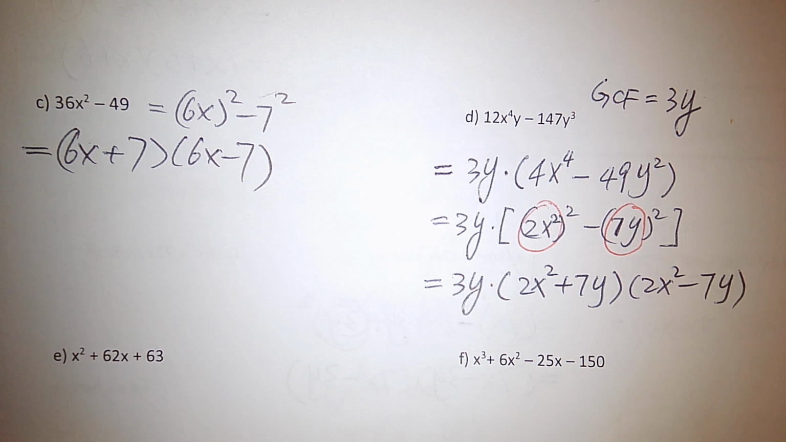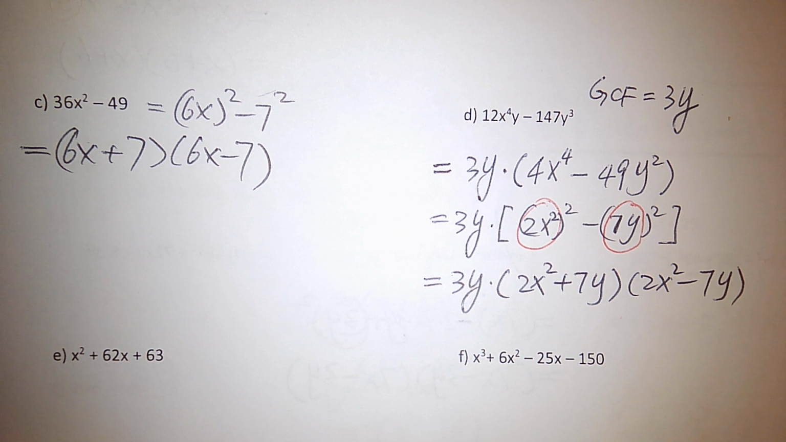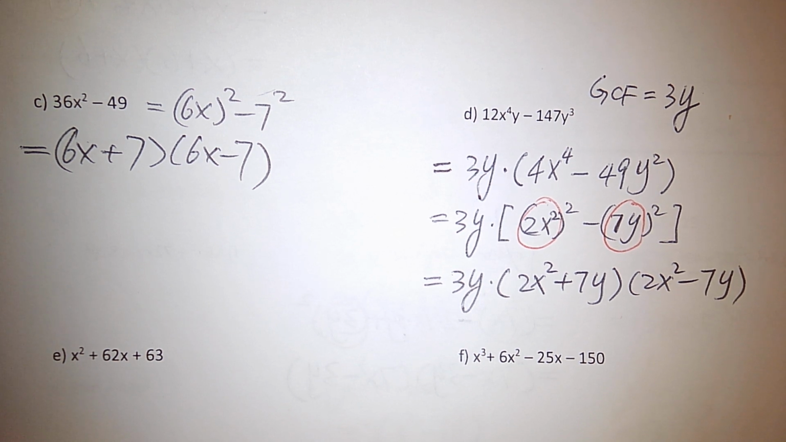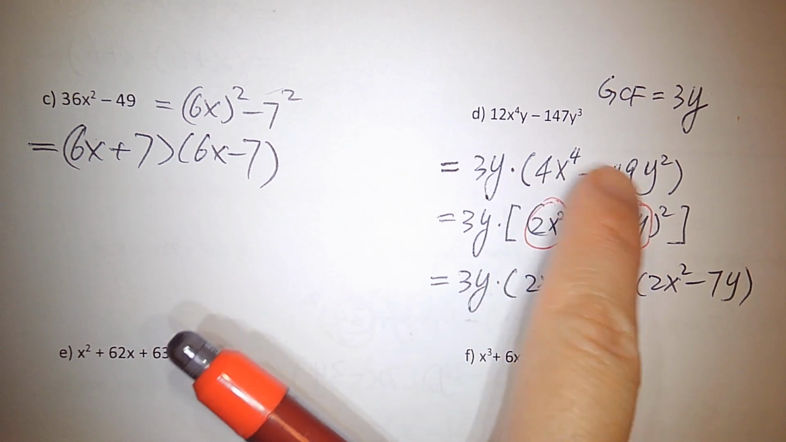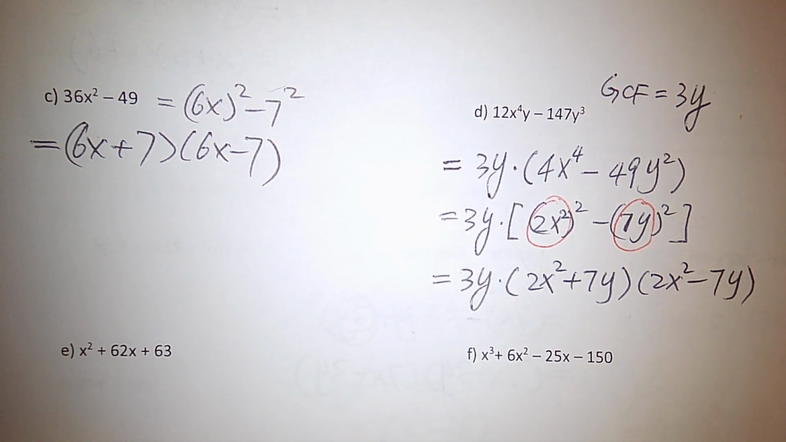For binomials, we do it like this: GCF always first. Then see whether it's a difference of squares or not, okay?